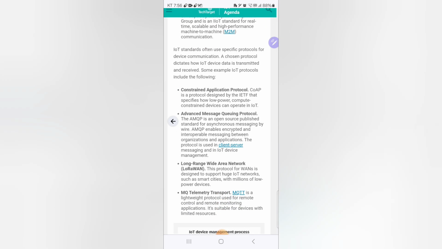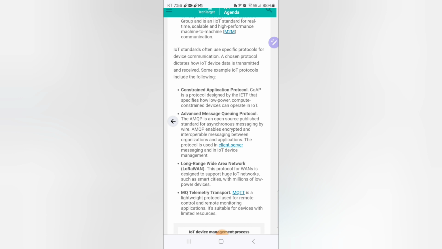IoT standards often use specific protocols for device communication. A chosen protocol dictates how IoT device data is transmitted and received. Some example IoT protocols include the following: Constrained Application Protocol. CoAP is a protocol designed by the IETF that specifies how low-power, compute-constrained devices can operate in IoT.